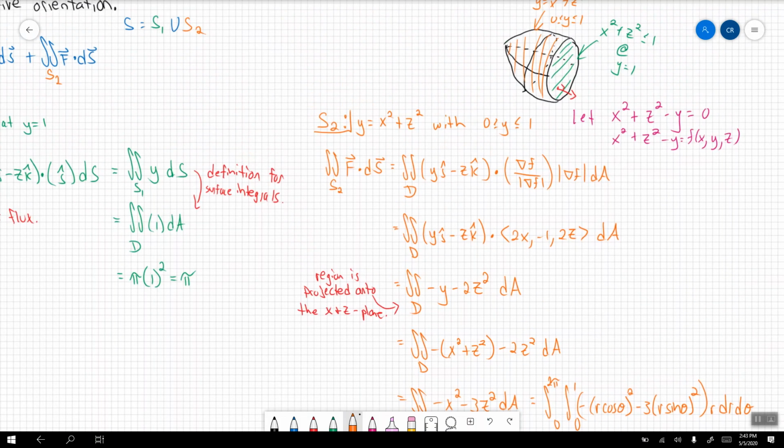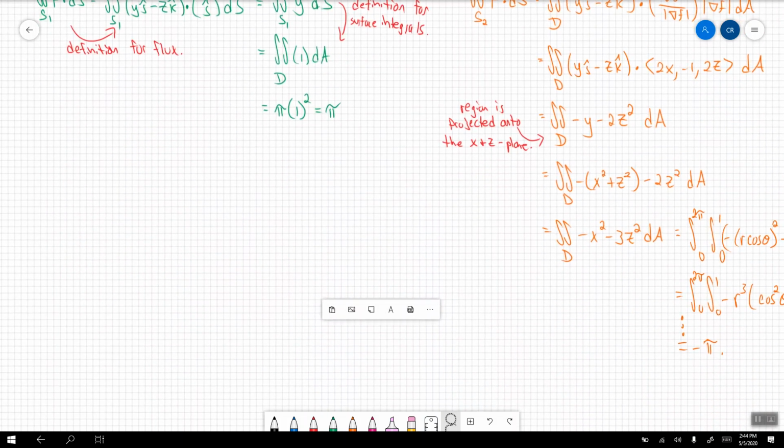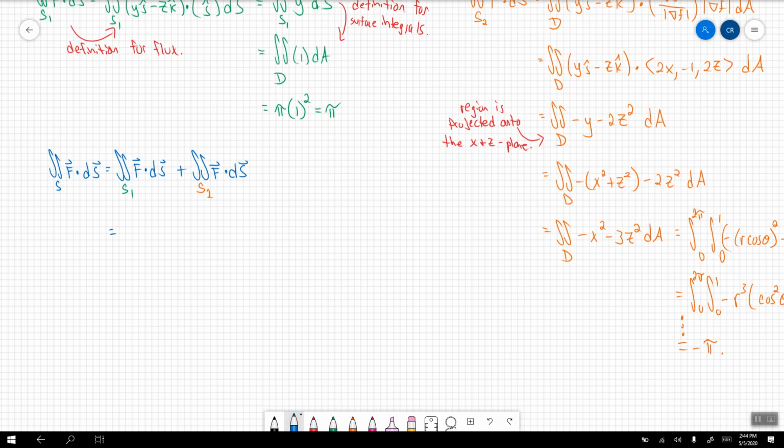Alright, so now that we've calculated these two integrals, I'm going to start summarizing this. Let's go ahead and copy this here. So now that we got this, the first double integral for the flux, we were able to get pi, and that was the one in green here. So we get pi plus the double integral for the second integral, which was negative pi, which means we get a total flux of 0.